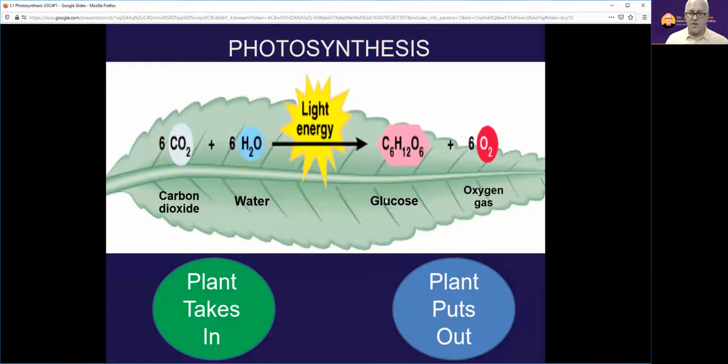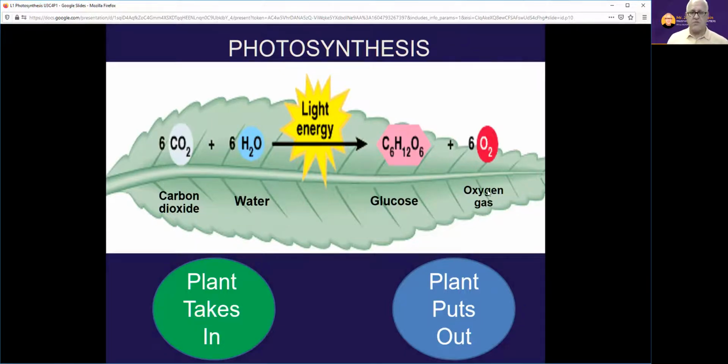This is another way of looking at the illustration. Here we have a leaf. The leaf takes in 6 carbon dioxide molecules plus 6 water molecules, light energy, and it releases C6H12O6, which is glucose, and it releases oxygen gas. Now that glucose is also helping that plant continue to nourish itself. Remember, plants are autotrophs, meaning they self-nourish.